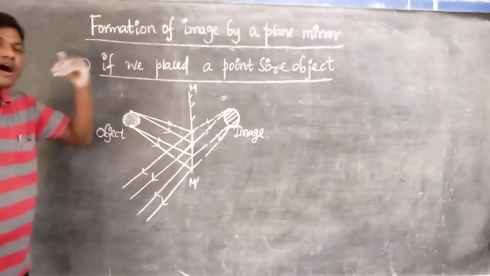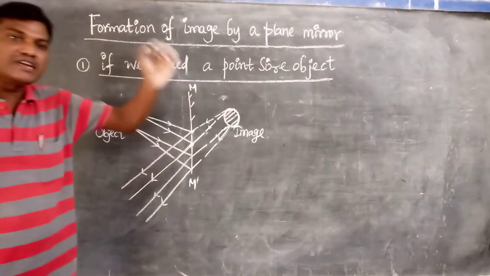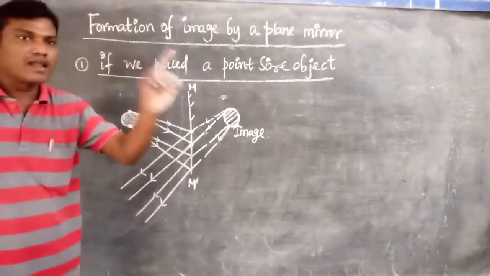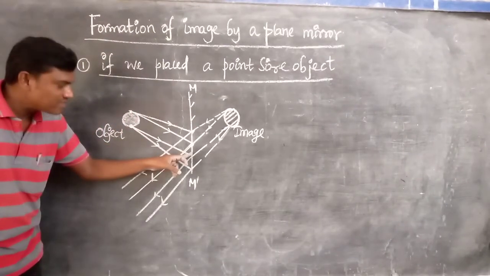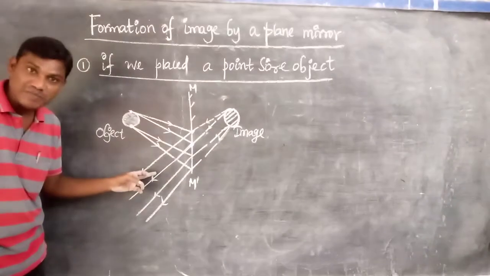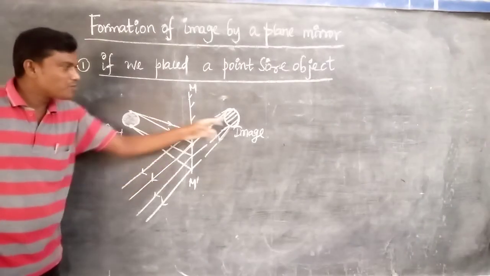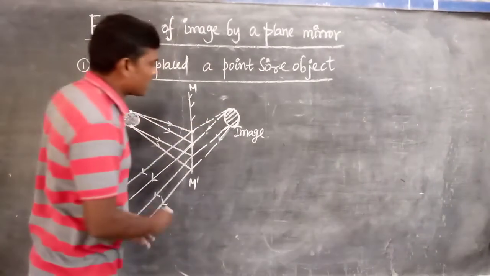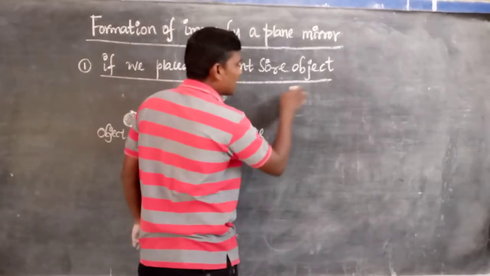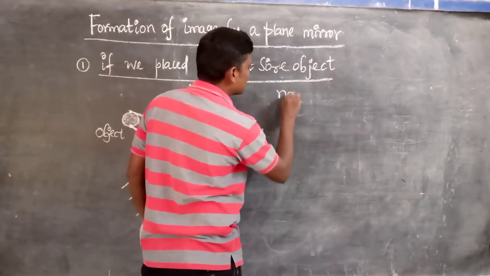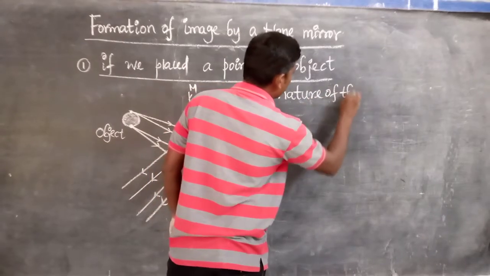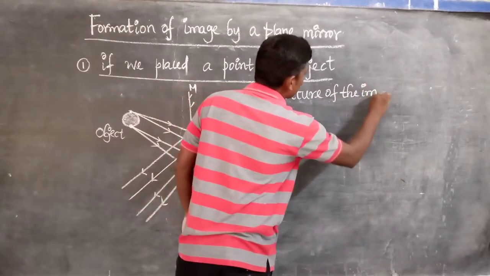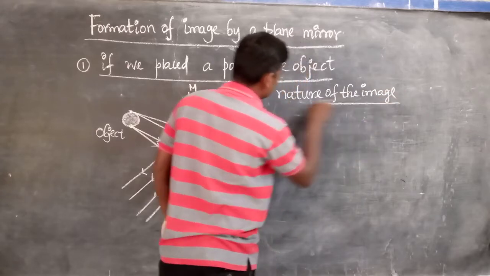After the reflection or refraction, if the rays really meet, which image will be formed? A real image. If the rays only appear to meet, it is a virtual image. Here, after reflection by the plane mirror, the rays never meet, but appear to meet at another point. That's why, here, which image will be formed? Now the characteristics or nature of the image.